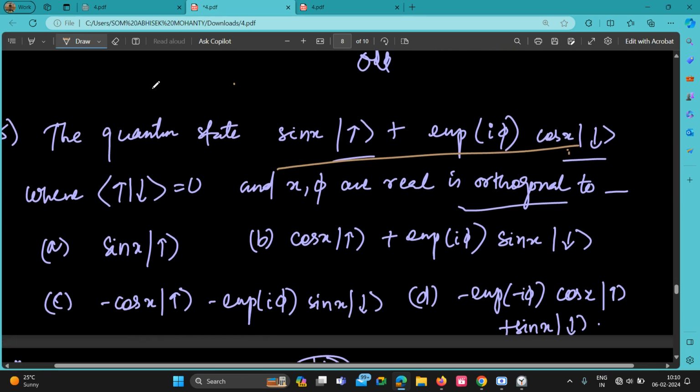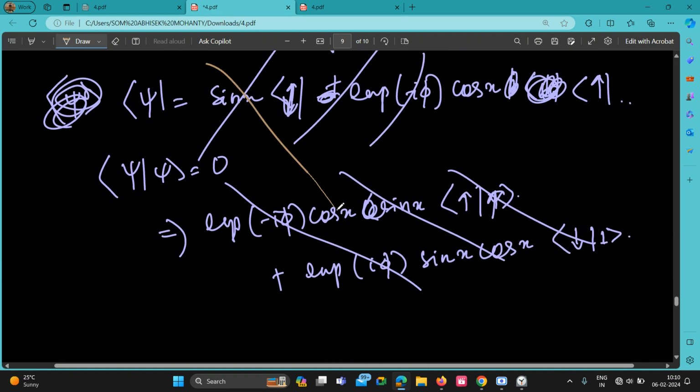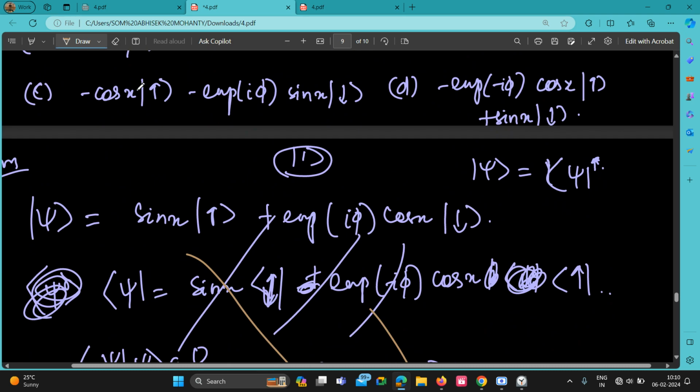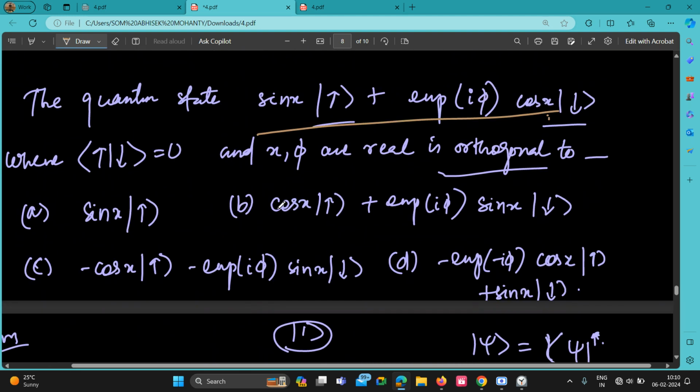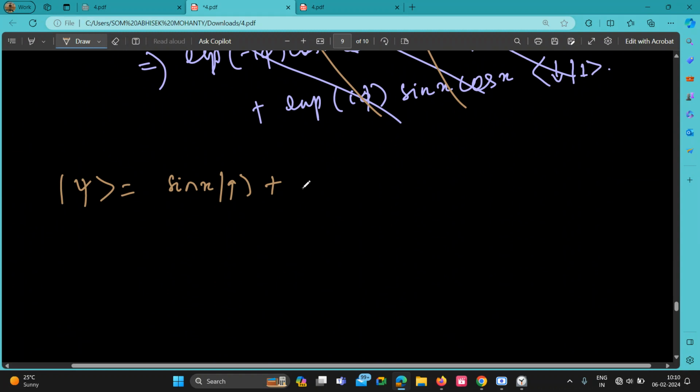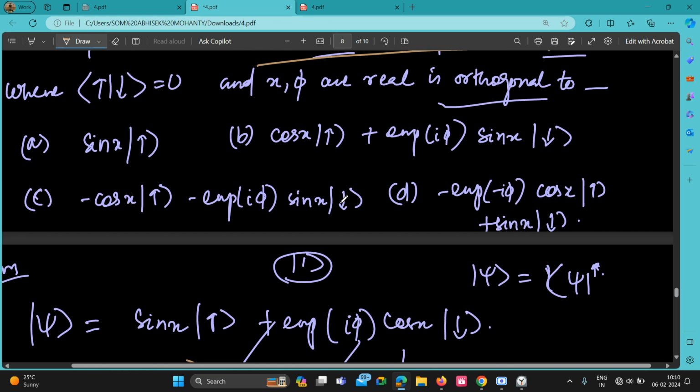Suppose this is your psi. Let's write it. It's okay, mistakes happen. Psi is equal to sin x up plus exponential i phi cos x down. So whichever option I multiply with psi, it will come 0. Let's check one.